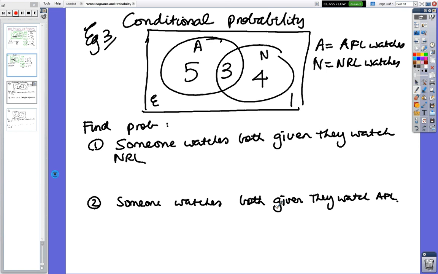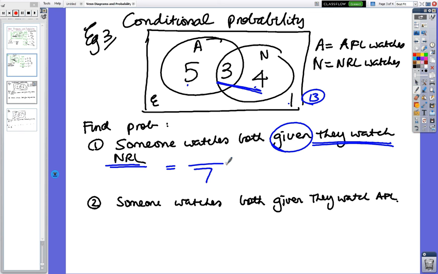Now we're going to link it to conditional probability, which is the last part of the probability topic that we did. I'll do this one with you. What we have to do is see that there's the word given. So rather than having 13 people, we have a condition that we're just looking at people who watch NRL. Now the answer is something out of 7, because I'm only looking at 7 people. So what's the chance that someone watches both? The answer is 3 over 7.